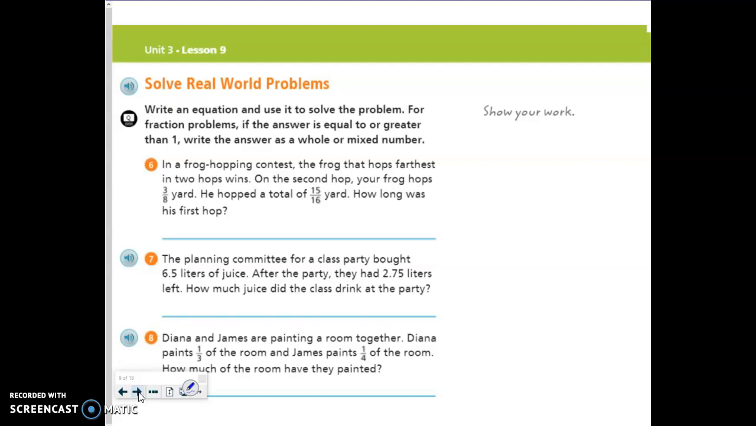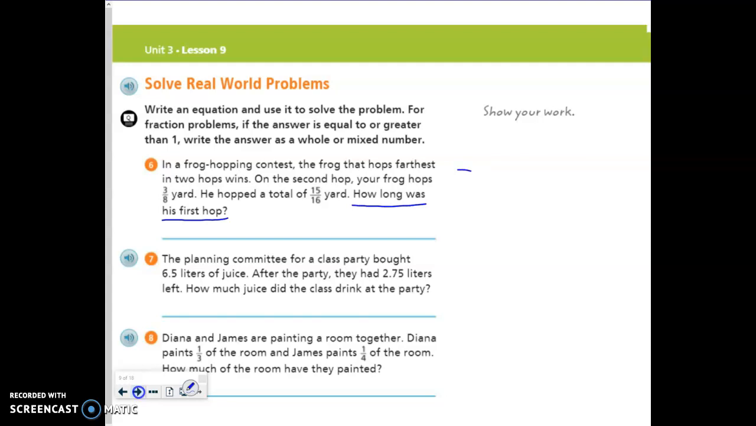So question 6 is a fractional problem. It says, in a frog hopping contest, the frog that hops farthest in 2 hops wins. On the second hop, your frog hops 3/8 of a yard. He hopped a total of 15/16 of a yard. How long was his first hop? So we are looking for a smaller number, right? We're looking to combine the first 2 hops to get to the total. They give us the total. So the question here, if we're looking for just one of the hops, tells me that this should be a subtraction problem when I'm ready to solve it.